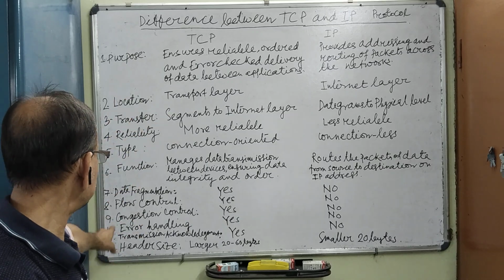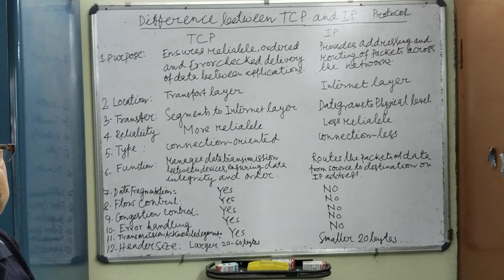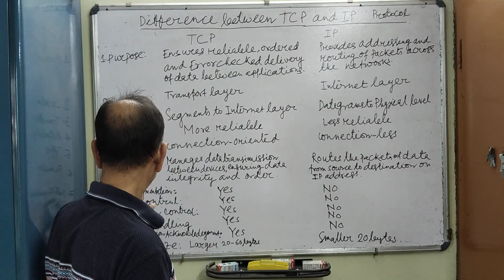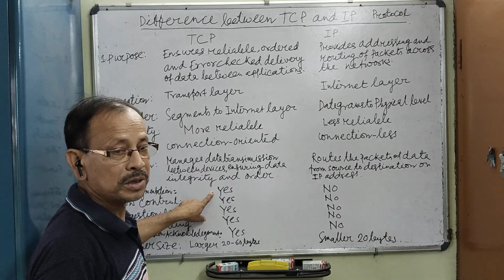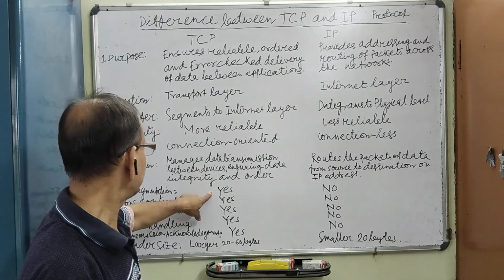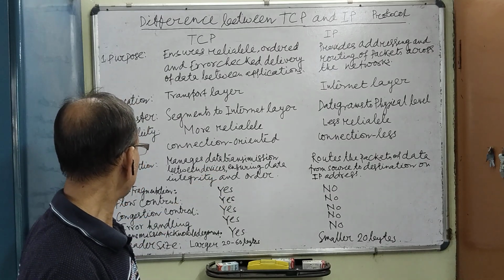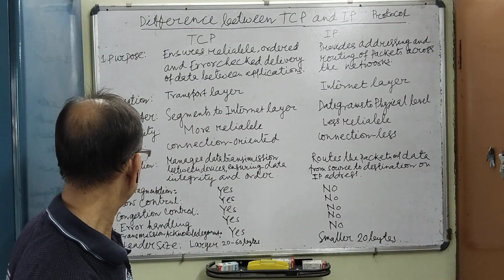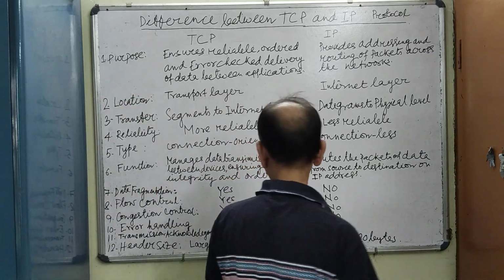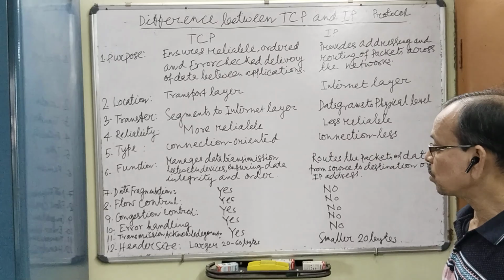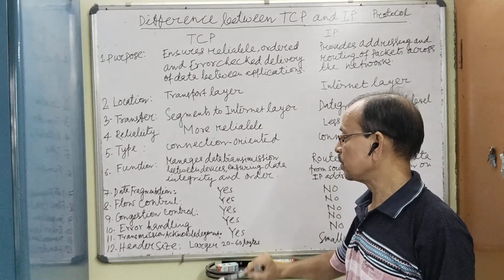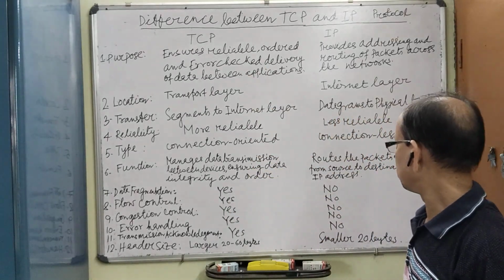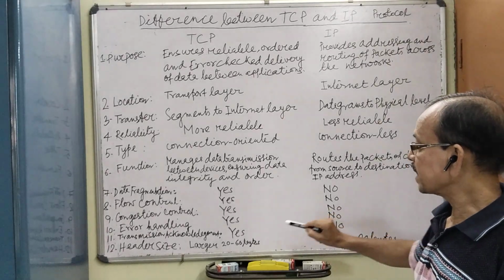First is data fragmentation. Whether data fragmentation will occur in TCP or not. Yes, here we have to fragment the data, that is, split it into different small parts. In IP, there is no need of data fragmentation. Flow control: how the data will flow, you can control with the help of the TCP protocol. So flow control in TCP is yes. But here, no.